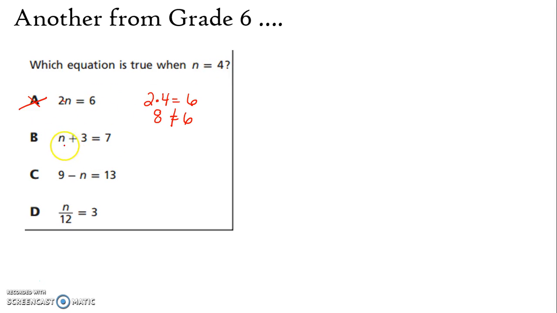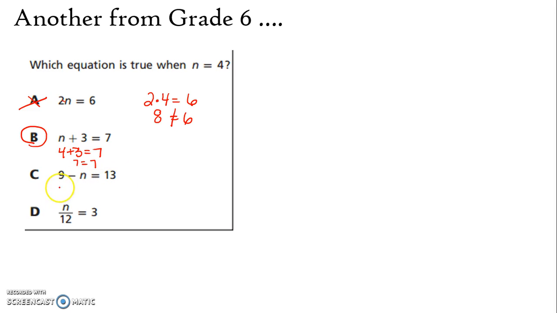So let's try the next one. n plus 3 is 7. Substitute a 4 in place of n. Is 4 plus 3 7? Oh, 4 plus 3, 7 equals 7. That one does appear to be true. This is just how we check our equations. We substitute in. So now I could substitute in the 4 in place of n here.